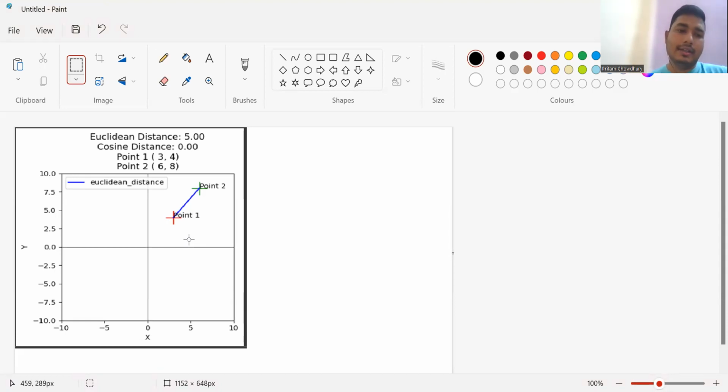On the other hand, the Euclidean distance shows us the physical separation between these 2 points. Here in this picture, we can see point 1 and point 2 are physically separated, and the blue line shows the separation between these 2 points. The length of this blue line is basically the Euclidean distance of these 2 points, which is 5.